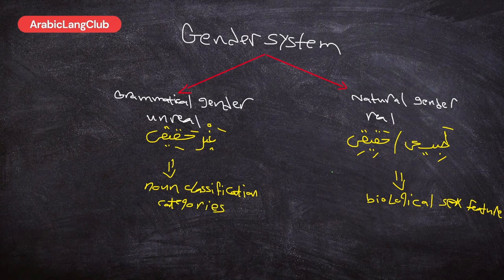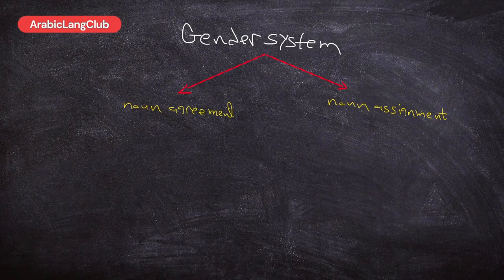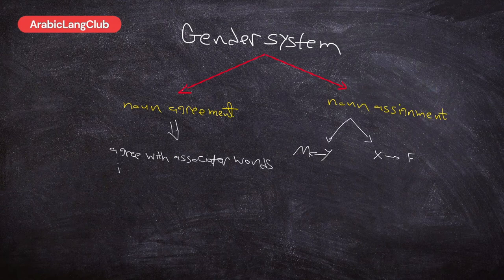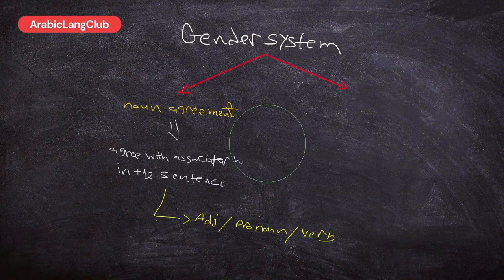And then you need to understand one of the most important points in the gender system, which is noun assignment and noun agreement. Think about you have a noun and you need to categorize this noun X or Y. And think about X as feminine and Y as masculine. If you assign the noun as feminine X, you need to make this noun agree with associated words in the sentence. These words could be an adjective, pronoun, or even a verb. So if you assign the noun as X, which is feminine, you need to make these words feminine.